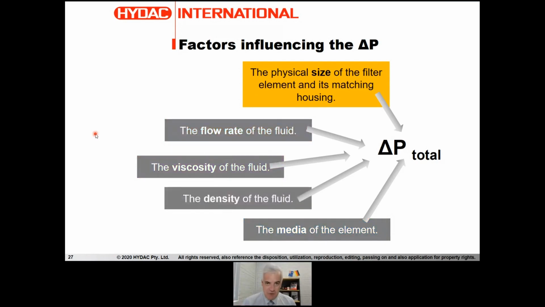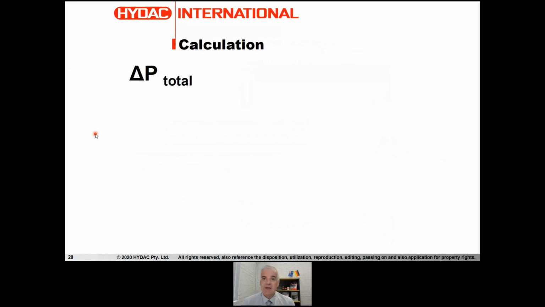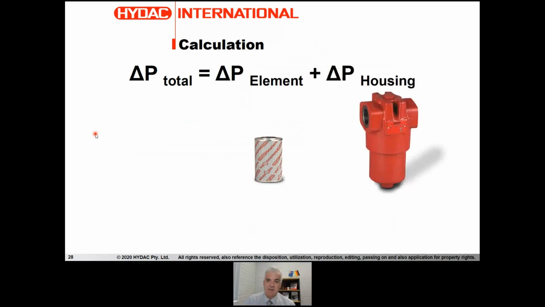The subject of this webinar is, of course, the physical size of the filter. I want to describe how that is used in our calculations. So the first calculation is this, and it's simply addition. The total delta P across the filter is the delta P of the element plus the delta P of the housing, because, of course, the element's inside the housing. Now, the element will have the highest pressure drop across it.